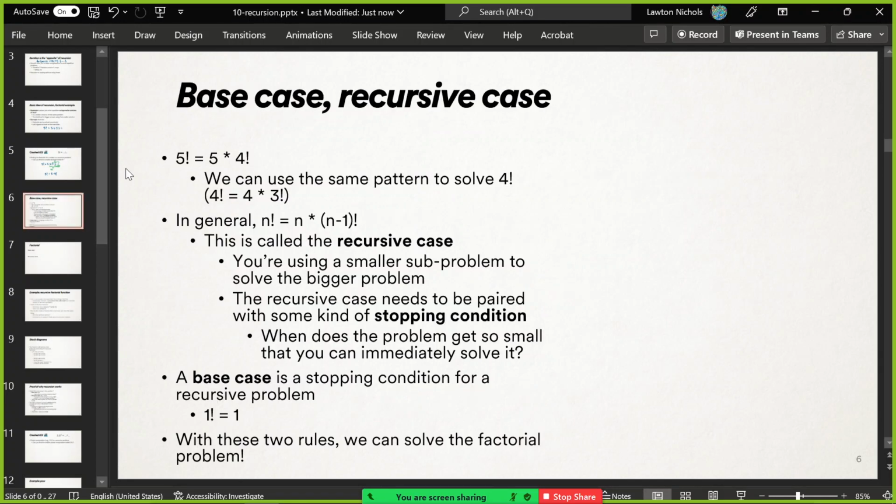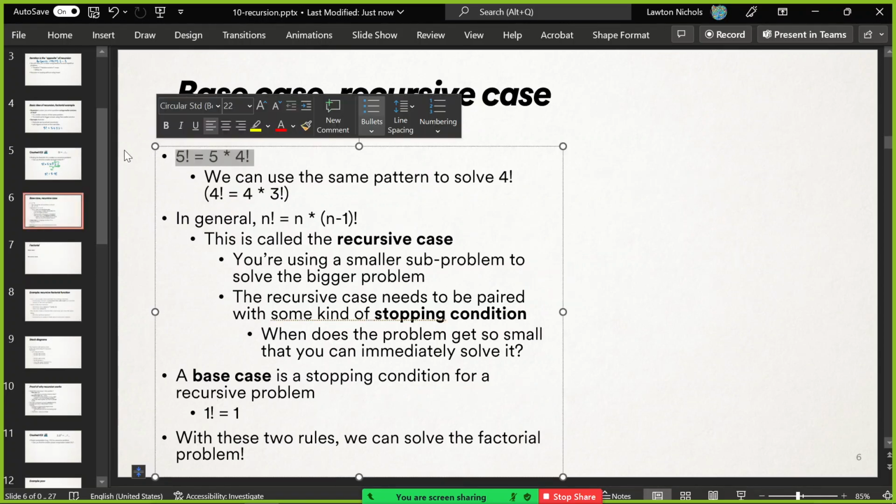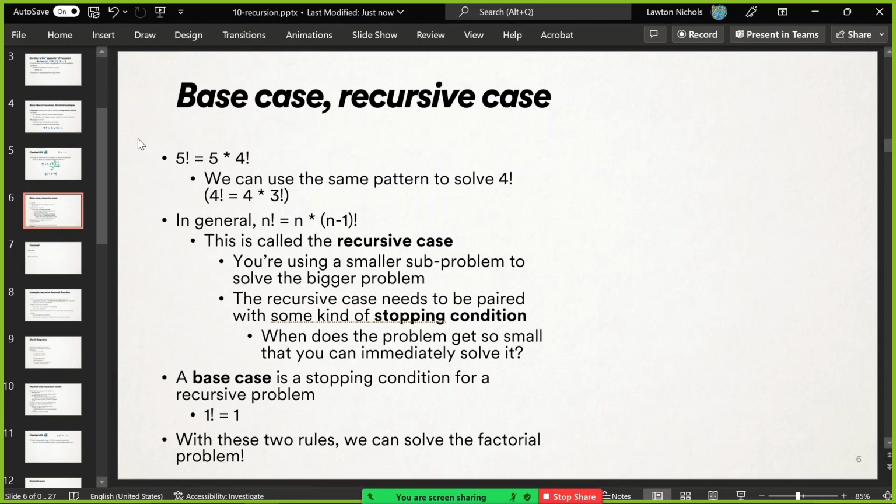All right, let's extrapolate from there. So 5 factorial equals 5 times 4 factorial. This still works for the other ones, right? But you can use the same logic to show that 4 factorial is also equal to 4 times 3 factorial, because 4 factorial is 4 times 3 times 2 times 1. There's 3 factorial. So it seems like this equation is always going to hold in this way. Do we see the pattern?